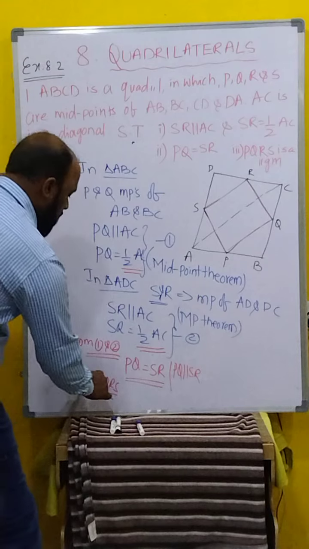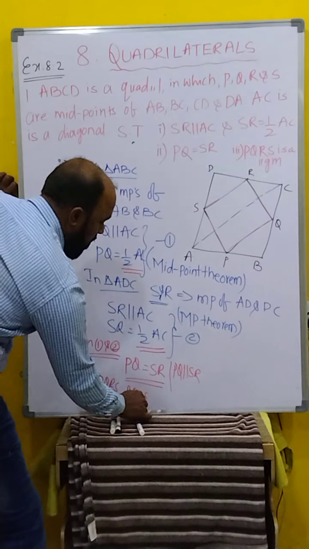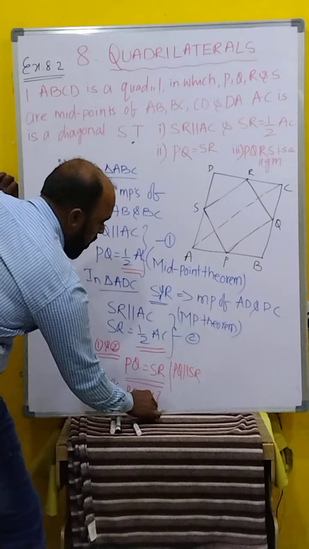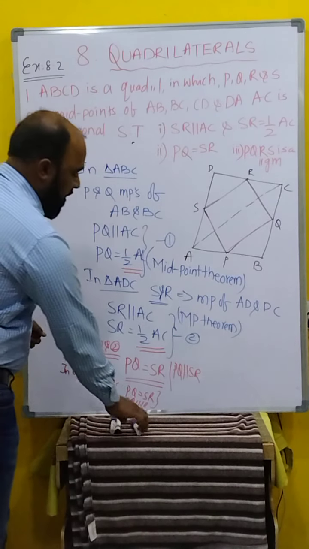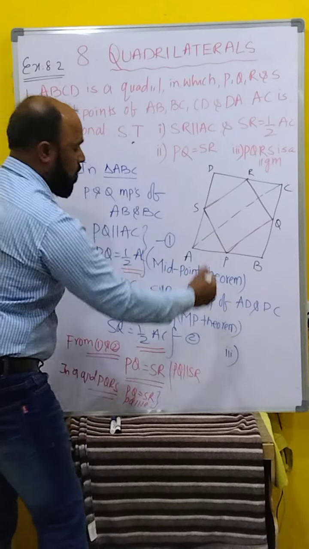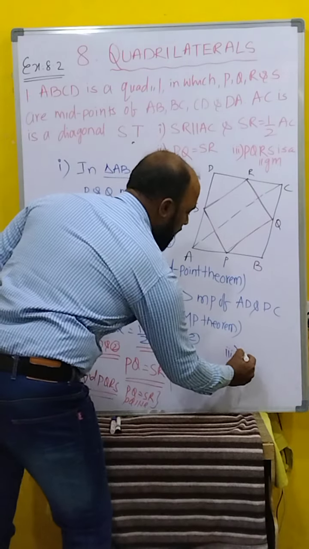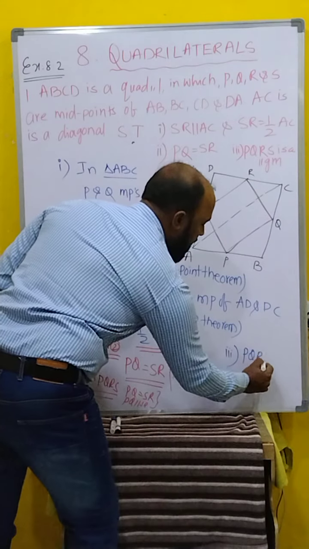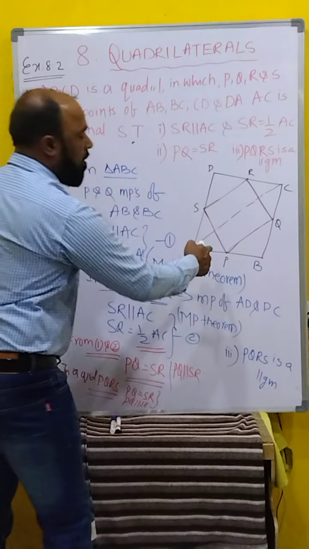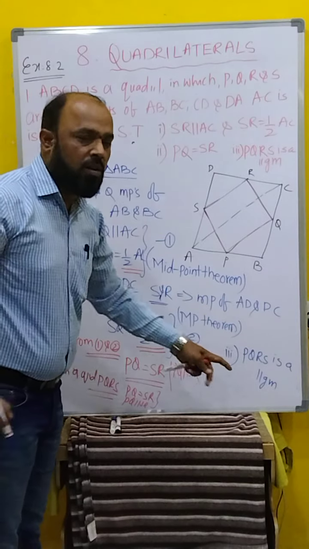Then in a quadrilateral PQRS, what is that pair? PQ is equal to SR and PQ is parallel to SR. Just now we proved. From that what we have to write? It is a parallelogram. The third one finally we have to just prove. How to prove? Using this one: PQ is equal to SR and PQ parallel to SR. Finally, PQRS is a parallelogram. Clear children? Here one pair of opposite sides are equal and parallel. Then it is a parallelogram. Clear?